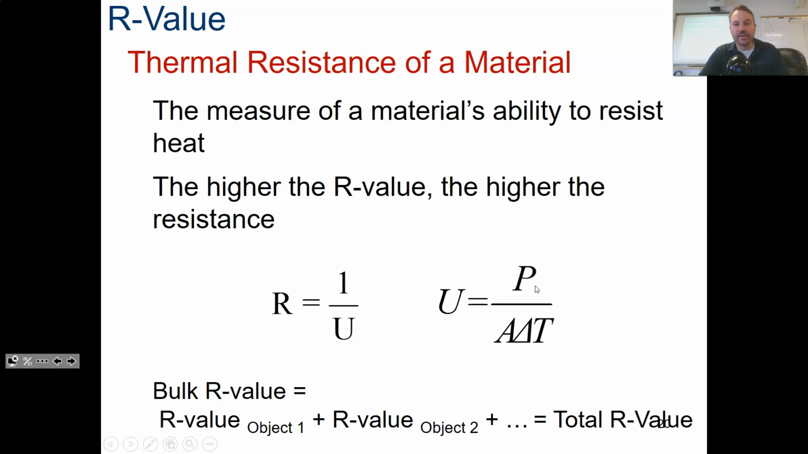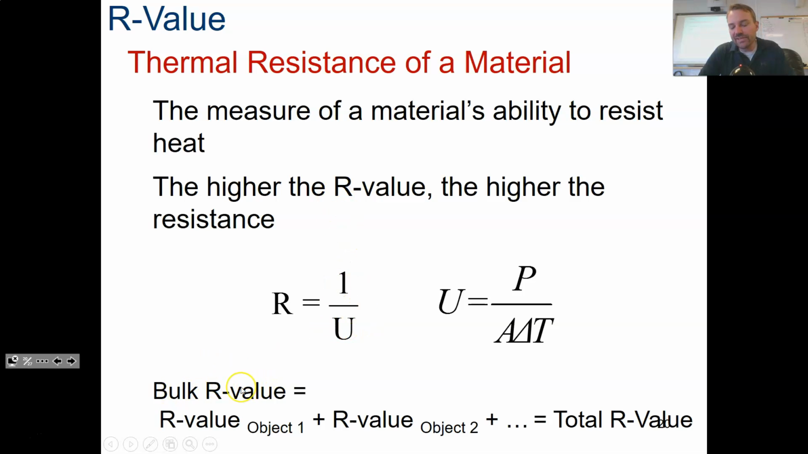R value. You'll see R values on insulation all the time. This has an R value of 5. This has an R value of 20, R30. Different types of materials have different R values. And it's the inverse of the U value. So if you've got a really big U value, then you have a very small R value.